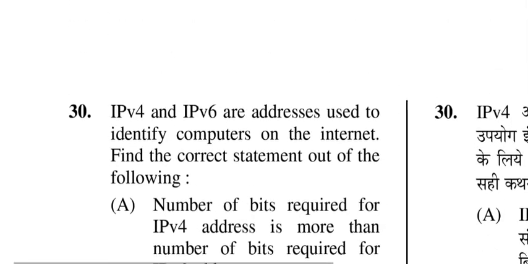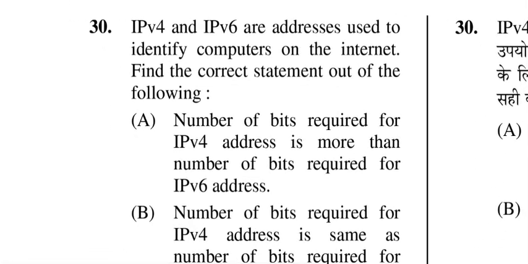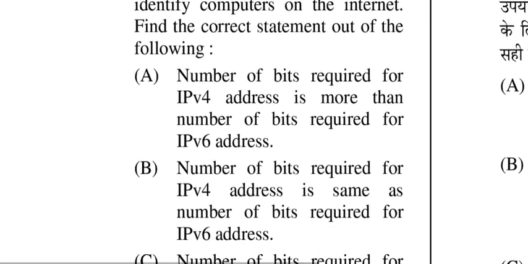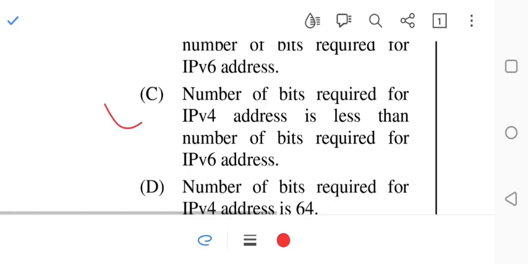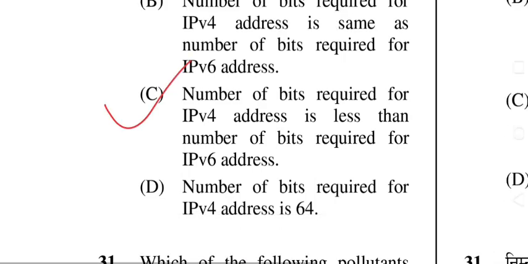What do you think? 30. The correct option of this question will be C, that means the number of bits required for IPv4 address is less than the number of bits required for IPv6 address. Okay, so let me mark it correct. C is the correct option.